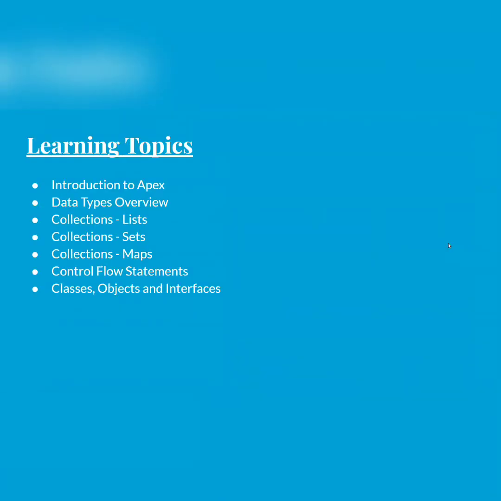So first we will see an introduction to Apex. What is Apex? Then different data types. Then one of the data types is collections in Apex, and they have three different types of collections: lists, sets, and maps. Then we will see different control flow statements. Then a brief introduction to classes, objects, and interfaces. And then we are going to write our first Apex class in Salesforce.